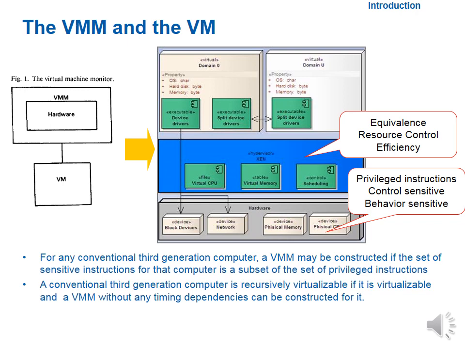So the equivalence, resource control, efficiency come with all the virtual CPUs, virtual memory and virtual control scheduling. Privileged instruction, control sensitive instruction and behavior sensitive instructions are applicable to the physical memory, device, block devices and device network.